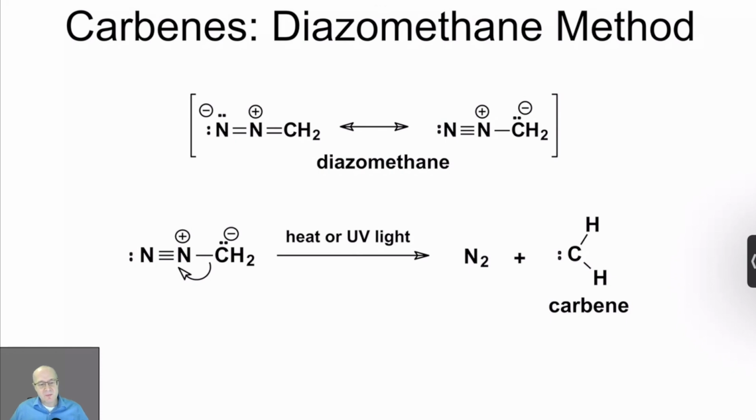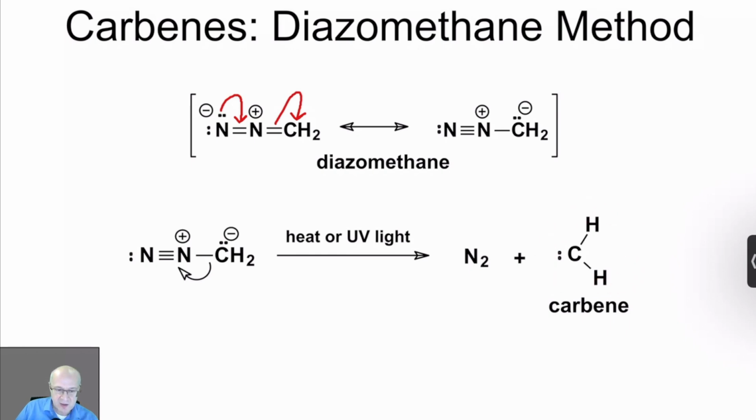Here's one way to make them, diazomethane. So this is diazomethane right here. And diazomethane has this resonance form, which if you just want to see how to do it, these electrons come in, these electrons kick out, and you get this thing here. What happens now is, as you can see, this arrow shows the nitrogen is leaving. Remember early on in this course, I told you that nitrogen can be a leaving group. Here's an example. You form nitrogen gas and a carbene.